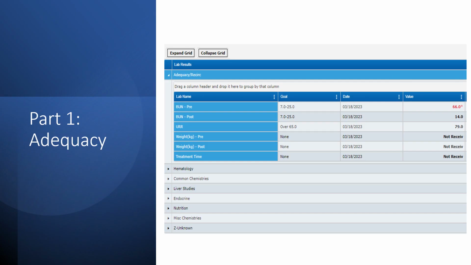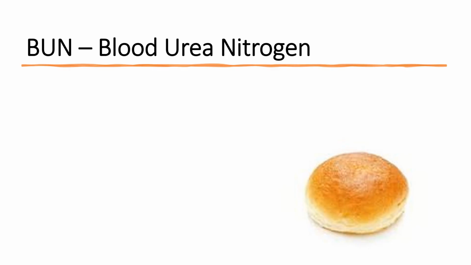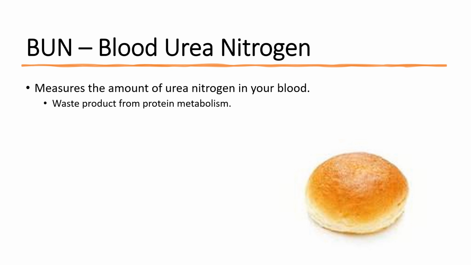First, let's talk about the labs associated with the measurement of adequacy, or how adequately are we cleaning patients' blood during the dialysis procedure. BUN stands for blood urea nitrogen. It measures the amount of urea nitrogen in the blood.